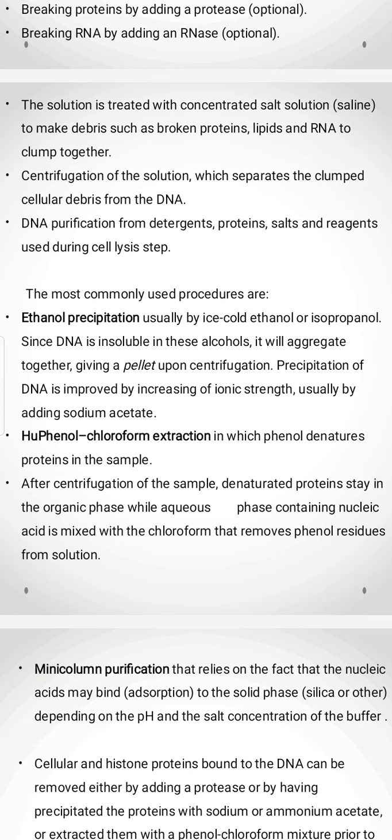DNA purification from detergents, proteins, salts, and reagents used during cell lysis steps. The most commonly used procedure is ethanol precipitation, usually by ice cold ethanol or isopropanol. Since DNA is insoluble in these alcohols, it will aggregate together, giving a pellet upon centrifugation. Precipitation of DNA is improved by increasing ionic strength, usually by adding sodium acetate.